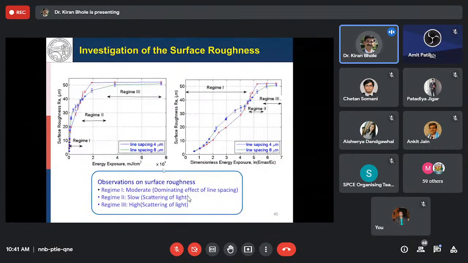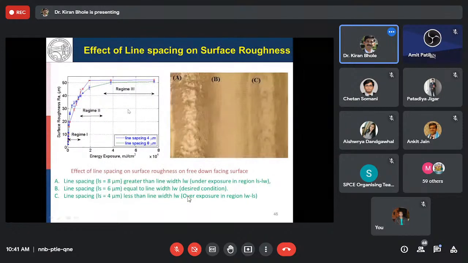Then the surface roughness is also characterized with respect to the energy exposure, and we have again got three distinct regions. Regime 1 where roughness increases sharply, regime 2 tends to saturate, and regime 3 is the saturation regime. And this is the typical surface roughness obtained at the different regimes, illustrated here. We can see in regime A, regime B, and regime C that different surface roughness values are obtained.